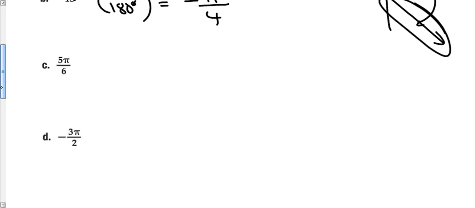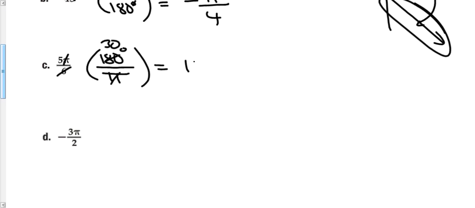5 pi over 6. Now I want to change this to degrees. To change it to degrees, my conversion factor is opposite: 180 degrees over pi. Notice that pi is going to cancel out, and we can simplify this, which gives me 150 degrees.